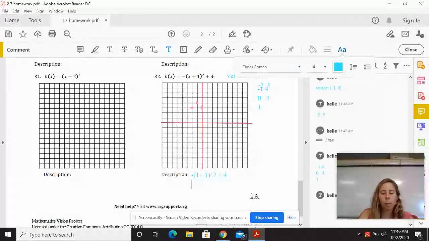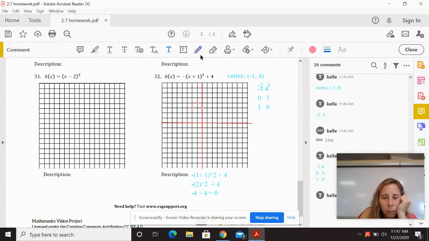So 1 plus 1 is 2 squared plus 4. 2 squared is 4, but then you have to add on your negative sign, so it's -4 plus 4, which equals 0. Okay, so x is 1, y is 0. I'm going to grab my pencil. Oh, so it's just right here.